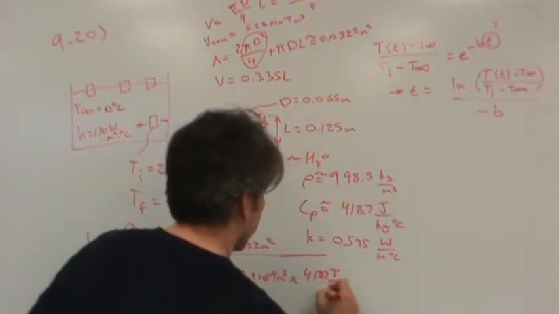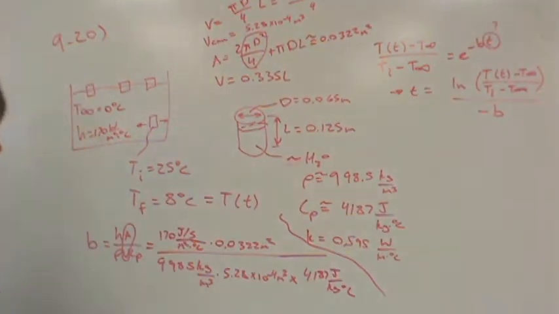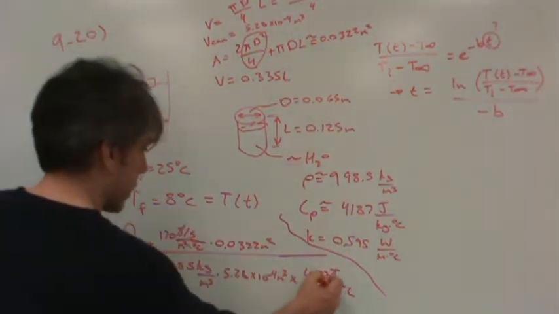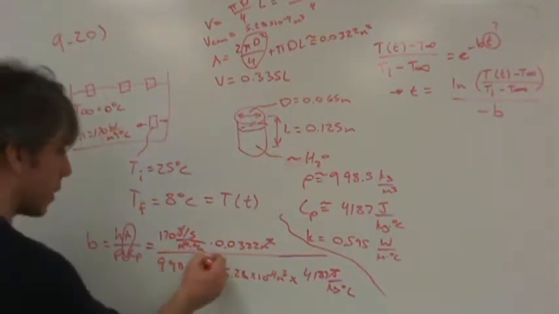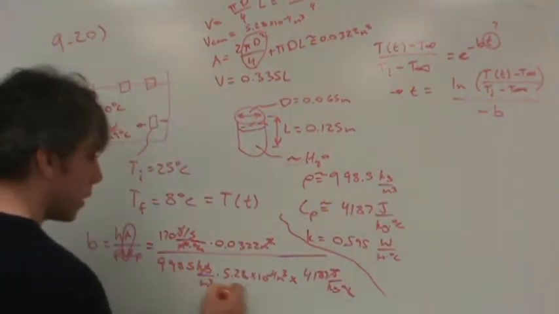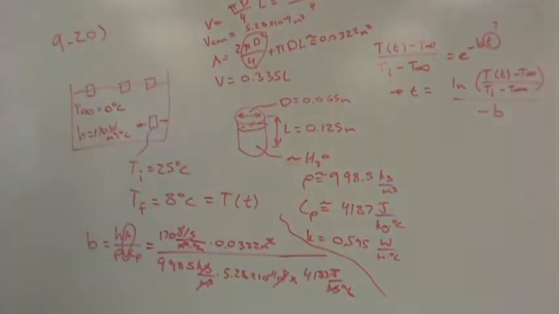4,187 joules per kilogram per degree Celsius. Okay, so let's see what goes away. The joules go away. The meters squared are gone. Degrees Celsius cancel. Kilograms cancel. Cubic meters cancel. And it looks like we're left with inverse seconds, which is what we wanted.